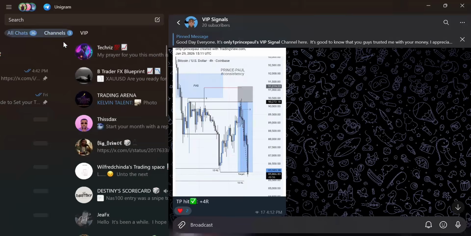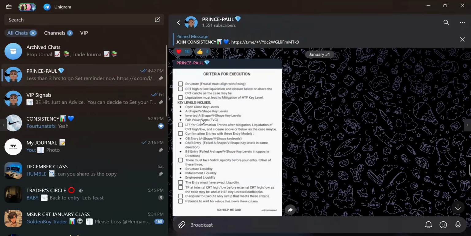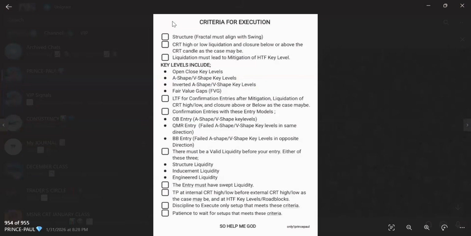So this was a live stream that we had, and I shared with them my rules for execution. So this is my criteria for execution whenever I want to execute a trade, right? So you can see over here, structure is the first thing. Second thing is CRT high or low liquidation and closure below or above the CRT candles, as the case may be, for buyers or for sellers. Then liquidation must lead to mitigation of a higher time frame key level. Now this higher time frame key level, one of them is what?